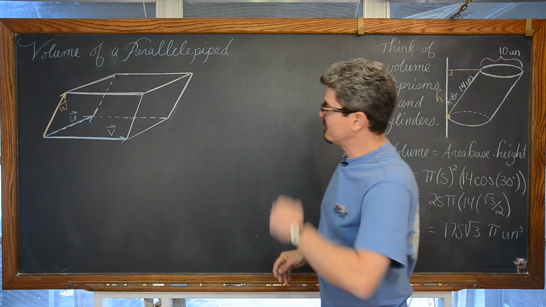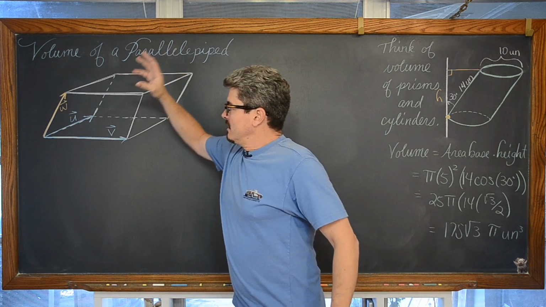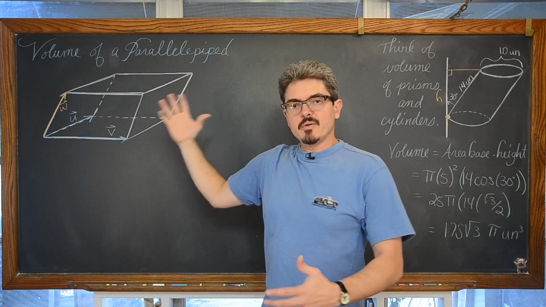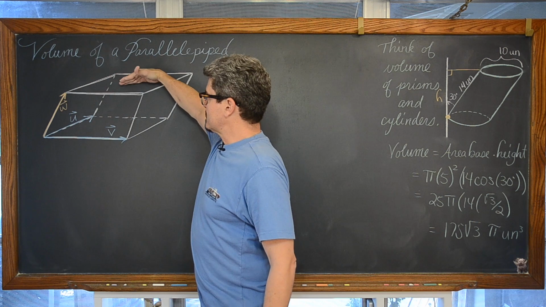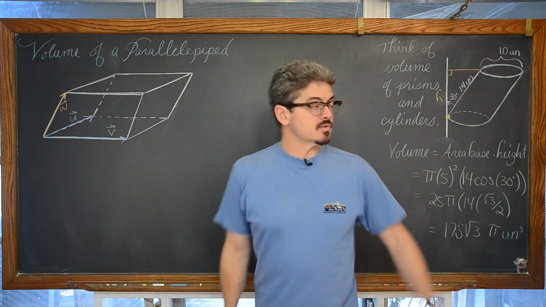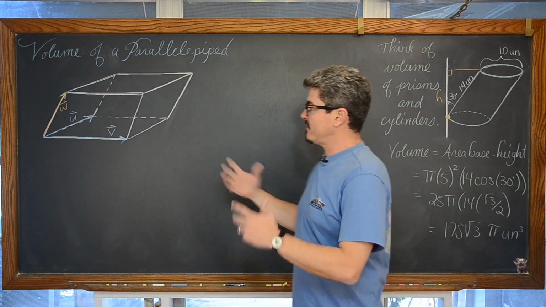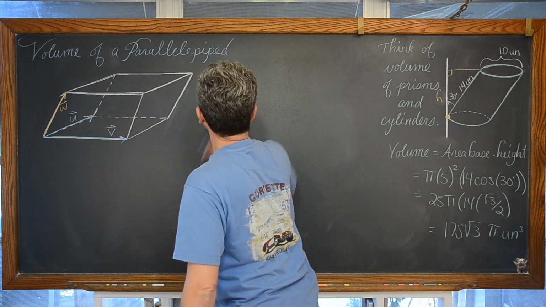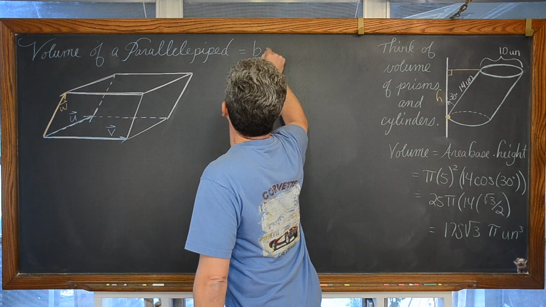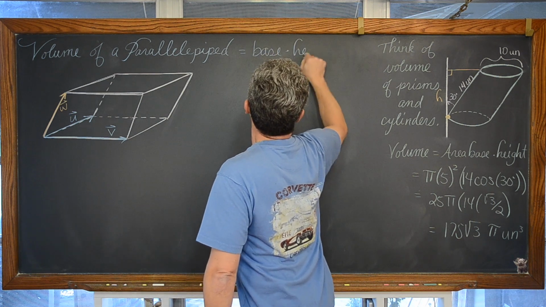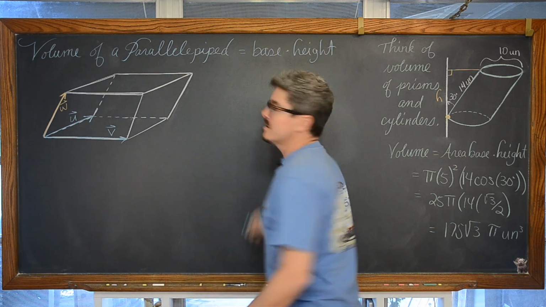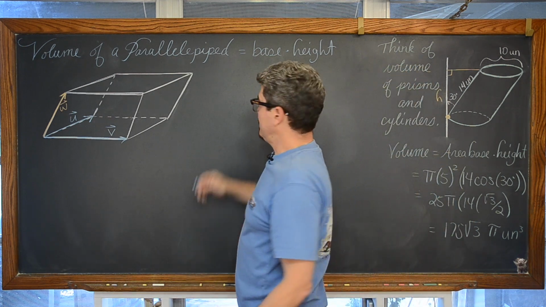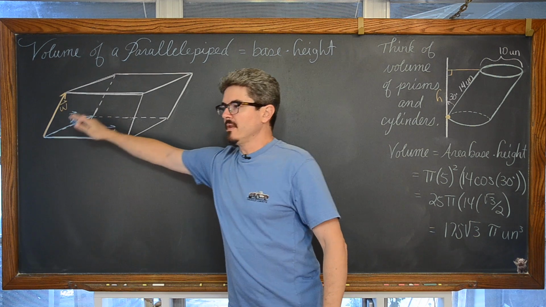Now, let's go over to the new stuff. This is still basically a three-dimensional figure where the top and bottom planes are the same base, just like a cylinder or prism would be. So we're going to find the area of the base. So our volume here is going to be the area of the base times the height.